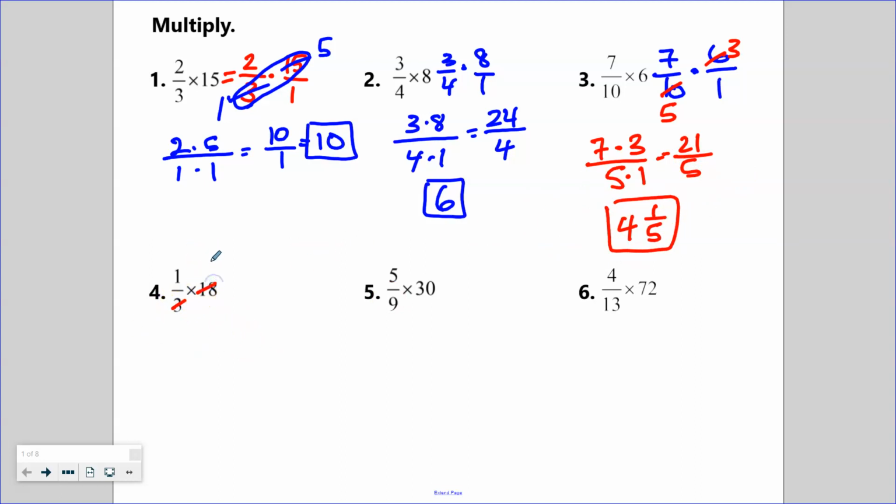Cross cancel, we have 6 groups of 3, 1 group of 3, 6 times 1 over 1 times 1, right? So we have 6 over 1 equals 6. There are 10 groups of 3 here and 3 groups of 3 there, right? It's a faster way so you don't have to write it out like this, right? So instead of writing out this piece right here, you can just say over 1. It's a little misaligned, but that's okay.